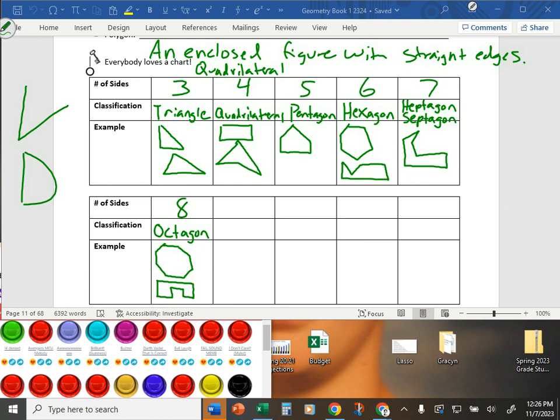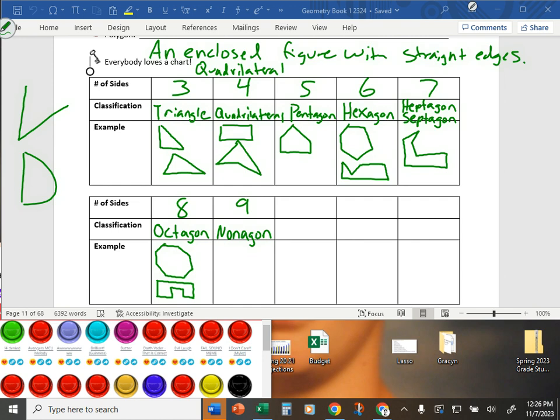9-sided shape. Nonagon. A nonagon is any 9-sided shape.